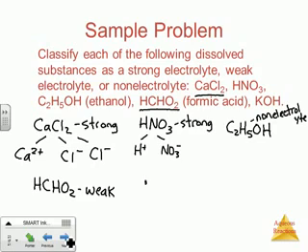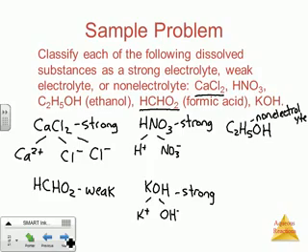And then KOH, that's a strong base. It's also just an ionic compound that is going to split apart into K+ and OH-. So that's going to be a strong electrolyte. Okay? Hopefully that makes sense, the difference between strong, weak, and non-electrolytes.